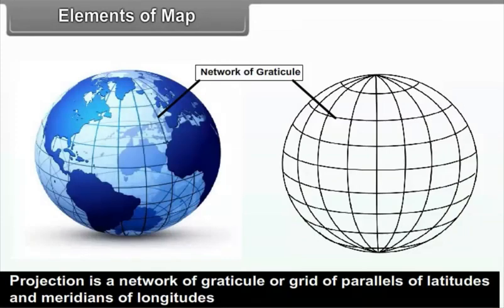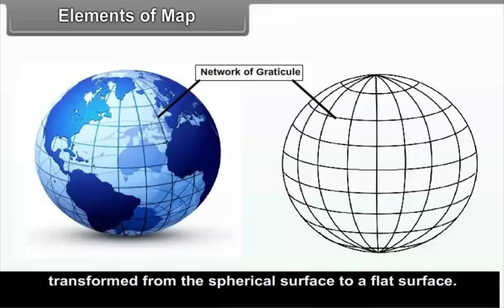Projection is a network of graticule or grid of parallels of latitude and meridians of longitude transformed from the spherical surface to a flat surface.